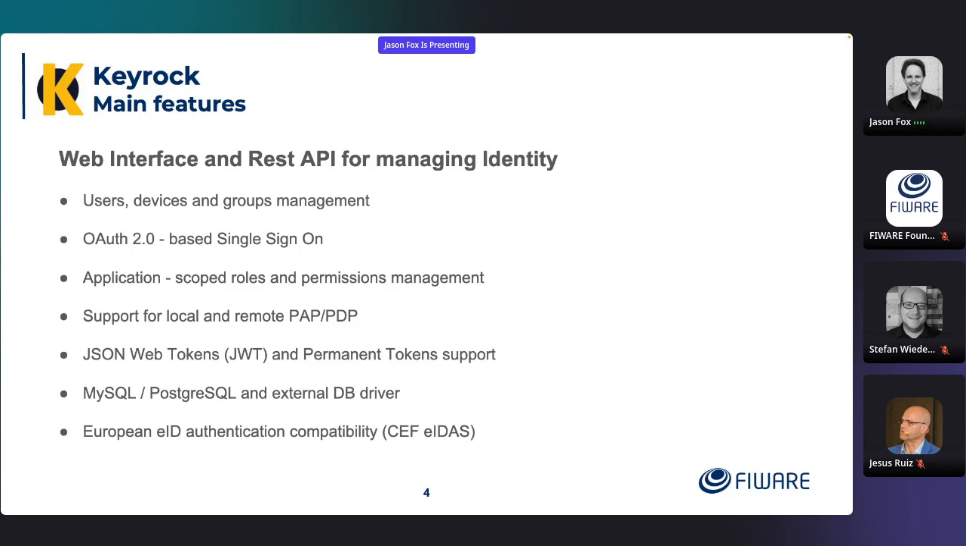Now, JSON Web Tokens and permanent tokens. A permanent token is, and we will see an example of this, basically a random string of letters and numbers which can be used to identify someone, whereas a JSON Web Token is an encoded lump of JSON which has got some information about the user who has accessed the system.